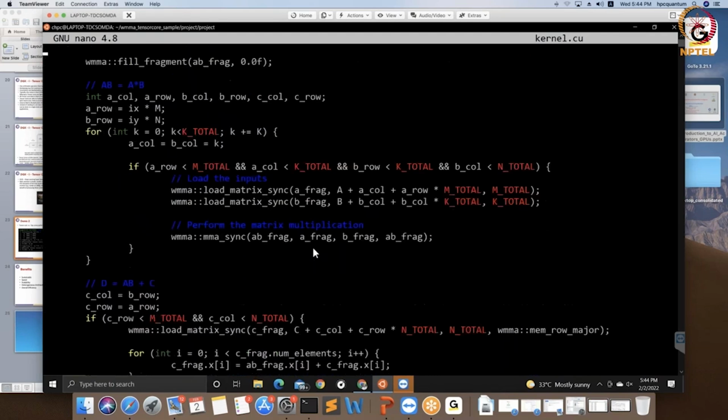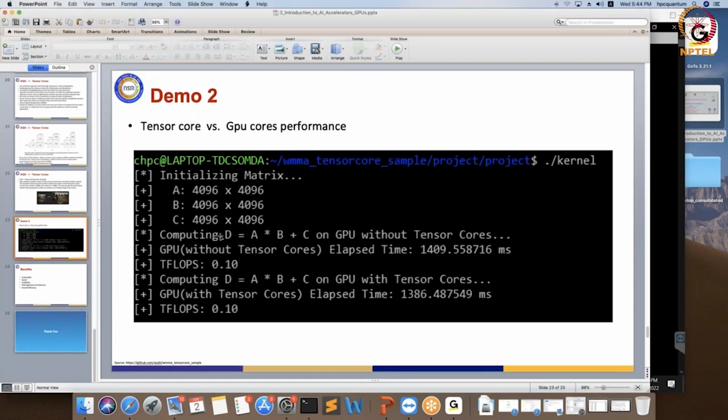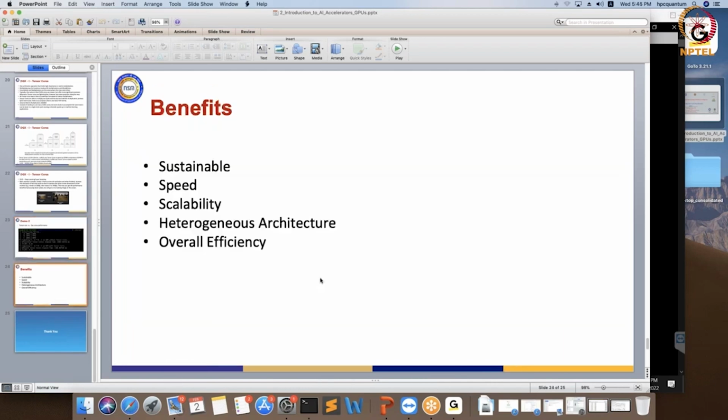And then this was the idea of telling that people can start programming using the tensor cores, and then we can actually see certain other things on the DGX, and we can do all of those things as we go ahead in the days to come. We'll try to actually execute a lot of programs. From the benefits point of view, sustainability is one thing, speed is another thing, scalability, heterogeneous architecture you could utilize, then the overall efficiency improves. So these are certain specific benefits of going in for GPU programming.